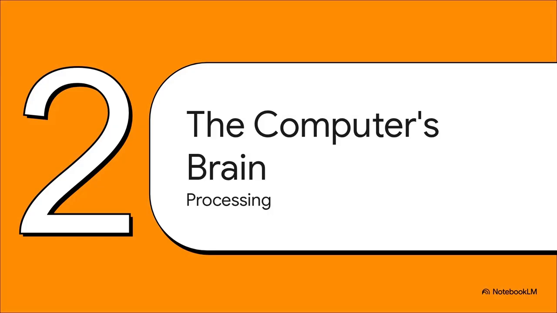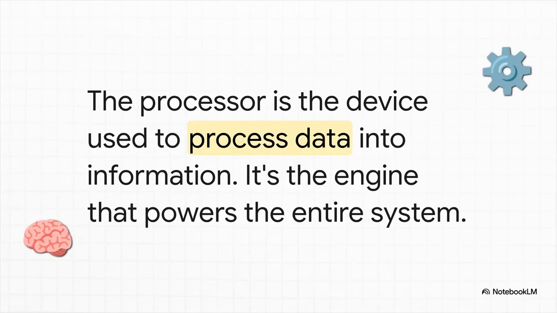Okay, so we've got input and we've got output. We have the computer's senses and its voice. But what about that all-important middle step, the processing? For that, we've got to look inside the computer's brain. This, right here, is where the real magic happens. The processor, also called the CPU, is what takes all that raw data from the keyboard or mouse and actually turns it into something useful.